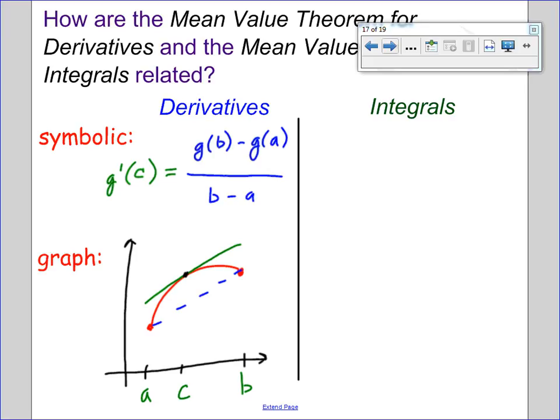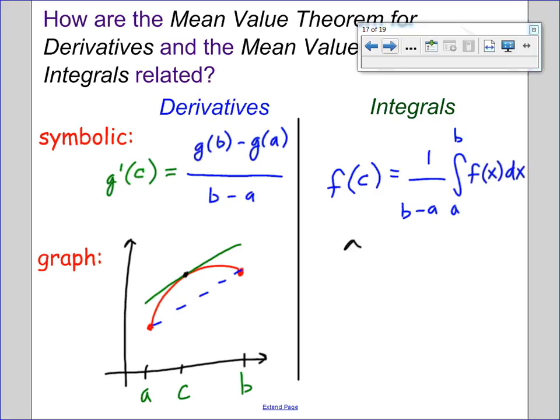I'm going to write it really quickly because that's what we have, and then we're going to make our connection. So I'm going to go ahead and write the function takes on the average value, which is given by 1 over b minus a times the definite integral from a to b of f of x with respect to x. Okay. Graphically, what does that look like?